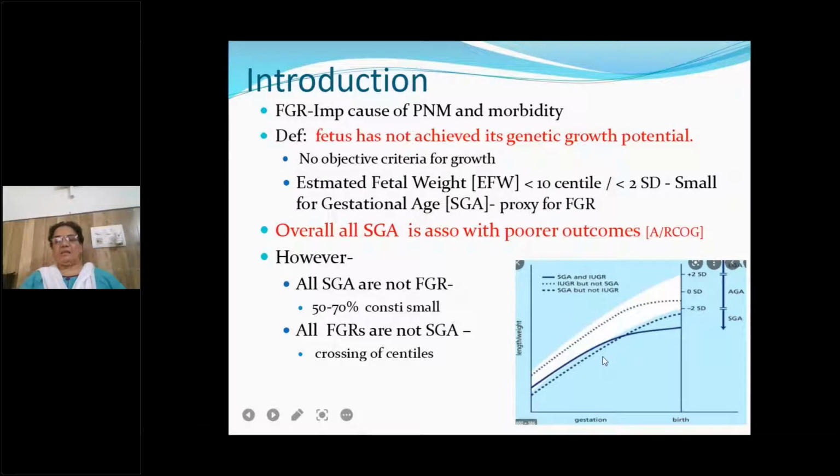So just have a look at this graph. You can see the graph on the right side. You see the 0 standard deviation, +2 and -2. So in this range, we get the babies who are average for gestational age. If the baby is below 2 standard deviations, as you see in these lower two graphs, they are called SGA. Now focus on these two lines which are in the range of SGA.